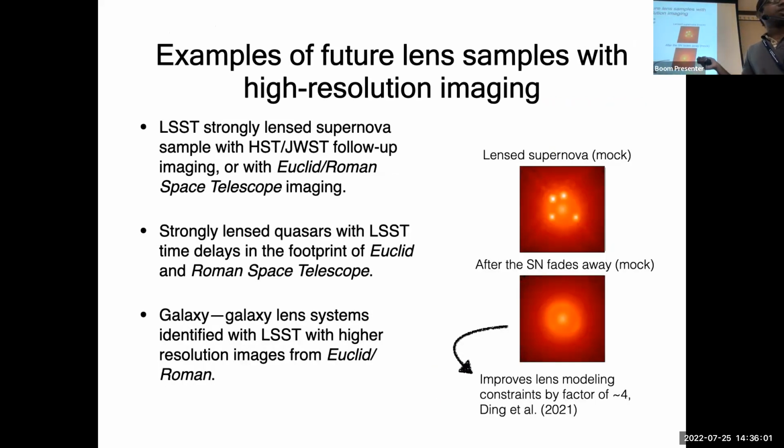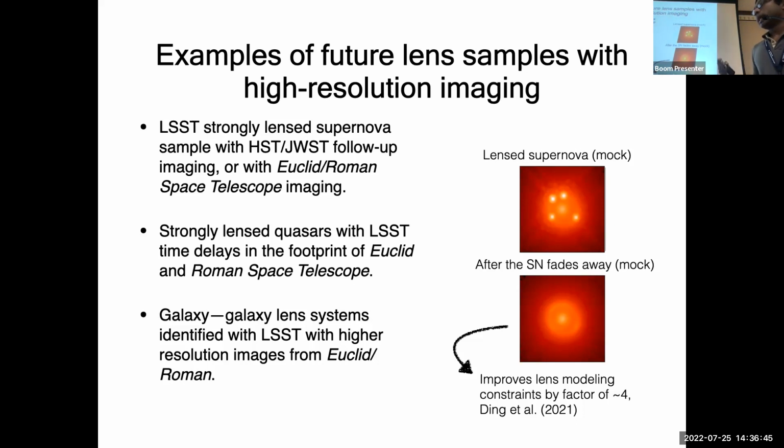So these are just a few examples of what kind of models I'm talking about. The type of modeling that I want to do is not based on LSST data, but imaging data of the quality of space telescopes. One example would be LSST strongly lensed supernovae that have follow-up imaging from HST or JWST, or that are in the footprint of Euclid or Roman space telescopes, or strongly lensed quasars with LSST time delays that are in the footprint of Euclid or Roman space telescope, or can have follow-up imaging from HST.